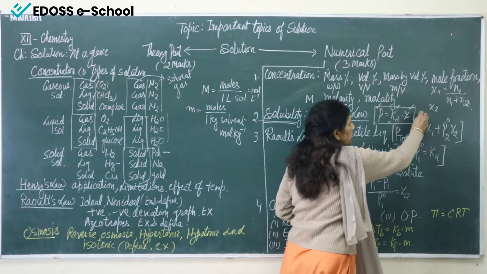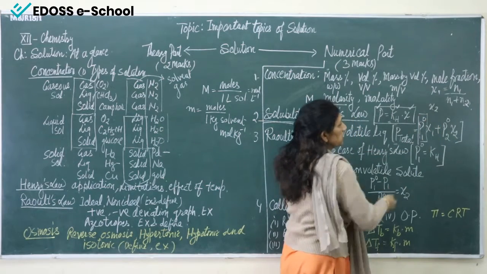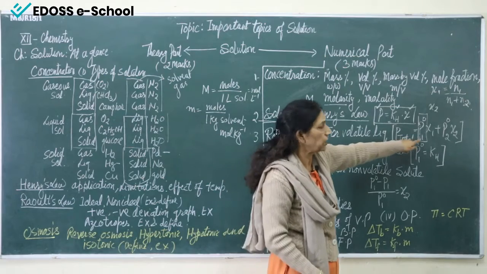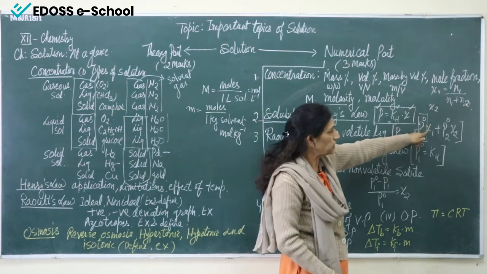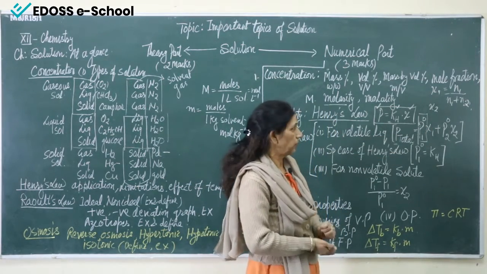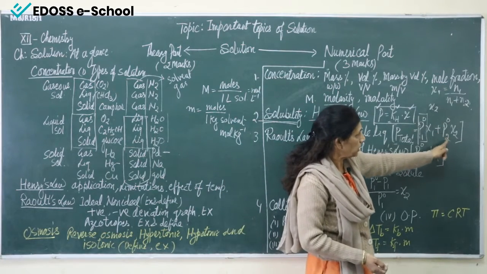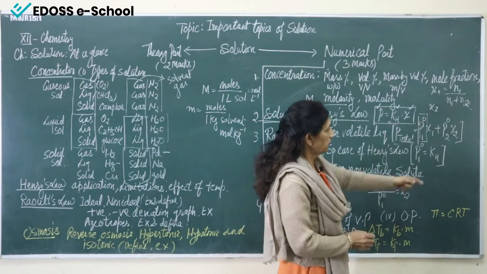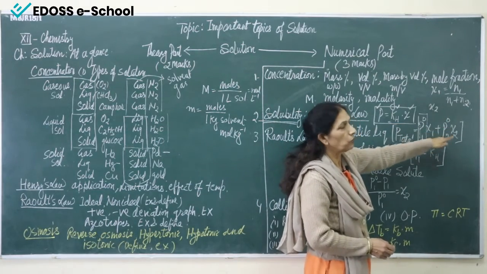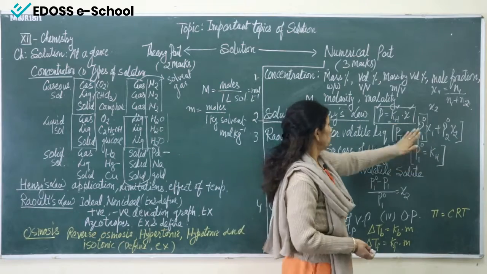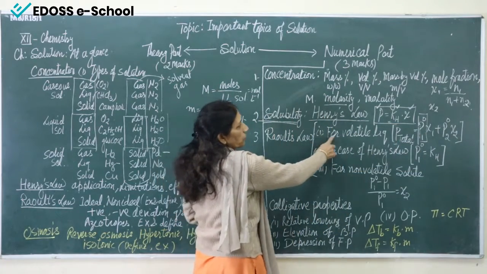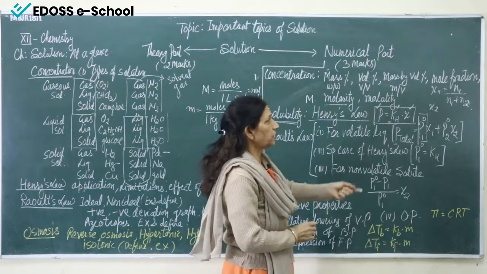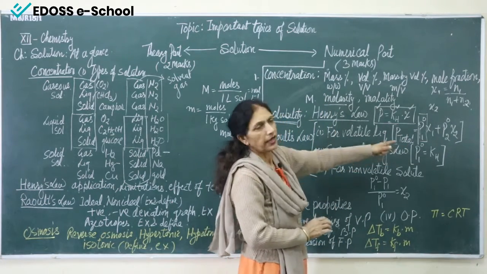So this P1 is the vapor pressure of pure solvent, meaning component 1, and x means the mole fraction of that component 1. This is P2, the vapor pressure of pure component 2, and this is the mole fraction of component 2. So Raoult's law for volatile liquids, this is the formula: P total is equal to P1 naught x1 plus P2 naught x2.